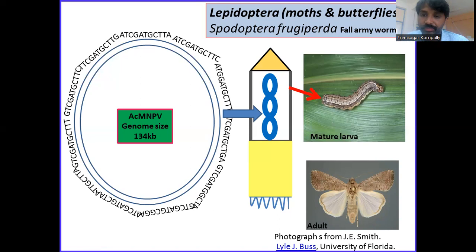As I told you, in the early phase of infection, the virus particles produced are called budded virus particles. Why? Because when they are excreted from the insect cells, they are released into the extracellular space through budding. Budded virus particles have an envelope. That envelope is derived from the plasma membrane of the insect cell.